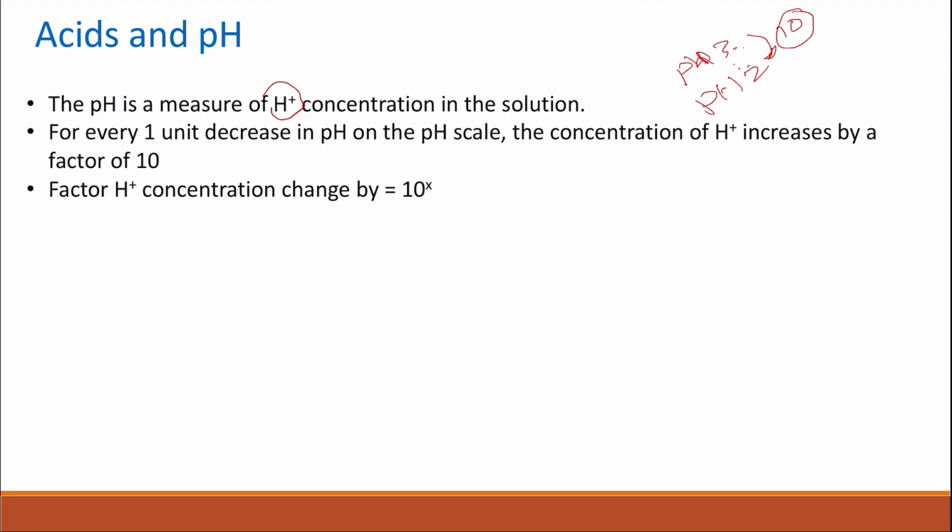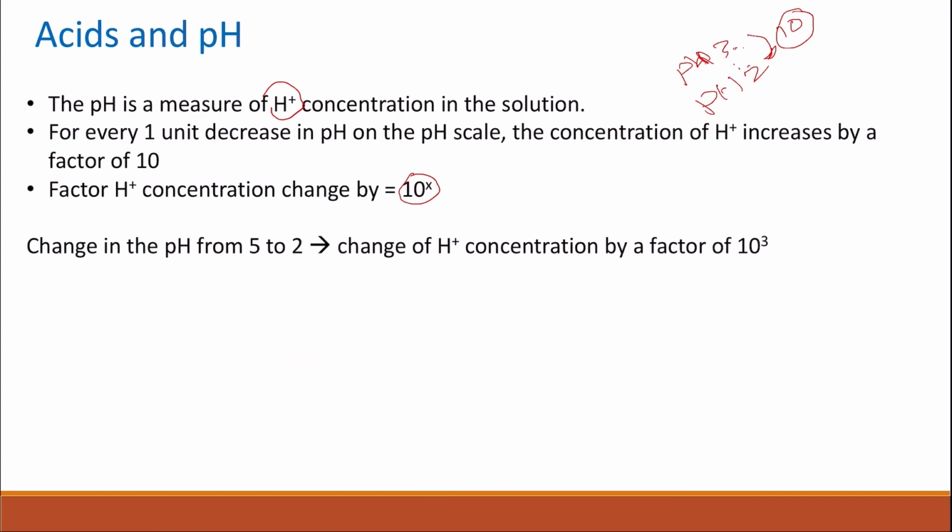factor of 10 to the power x, where x here refers to the difference in the pH between the two solutions. So, for example, if we change the pH from 5 to 2, that means the hydrogen ion concentration will change by a factor of 10 to the power 3, which is basically 1,000.